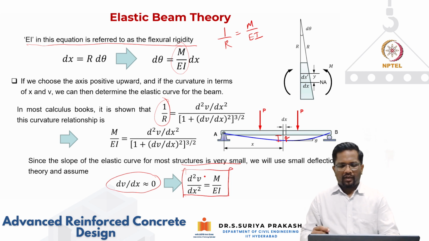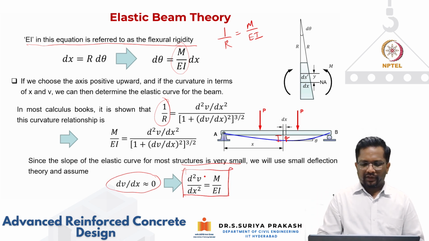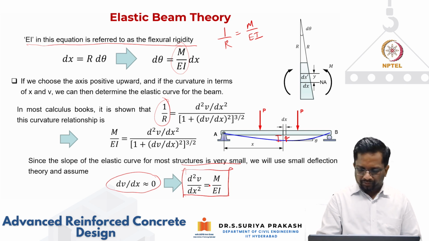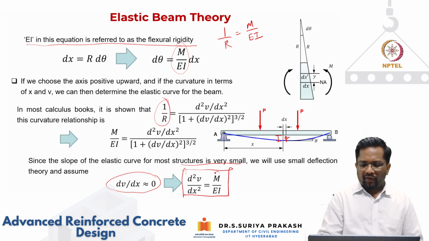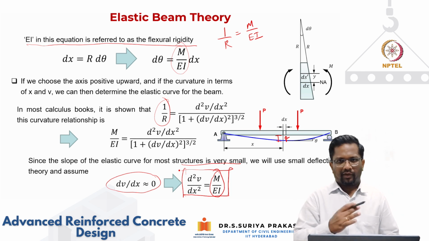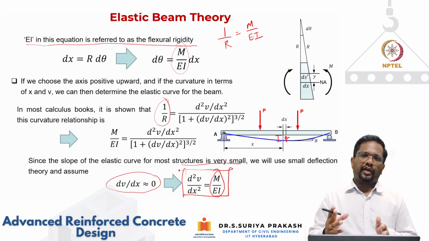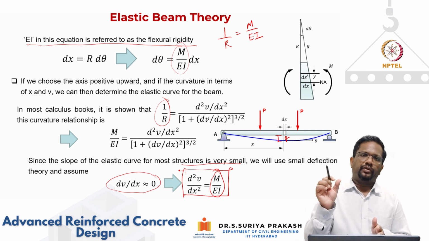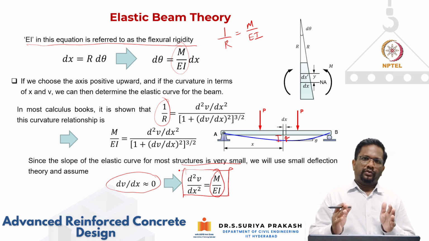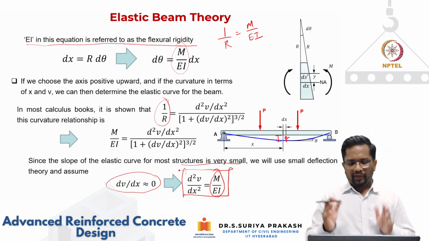So this is the relationship between your curvature and deflection. d square v by dx square is equal to your M by EI. As we've seen, if somehow I can find this M by EI, then I can also calculate the distribution of curvature along the length of the beam. By integrating again, I can also find out the change in slope between two segments, and also the deflection between two points.